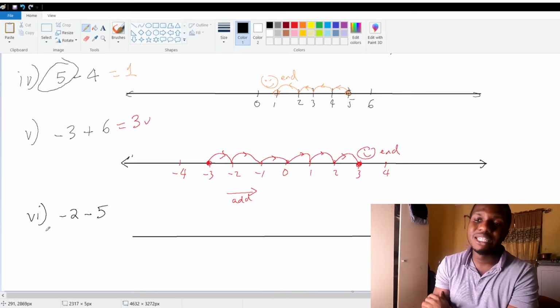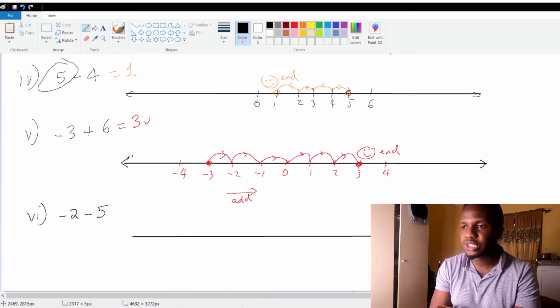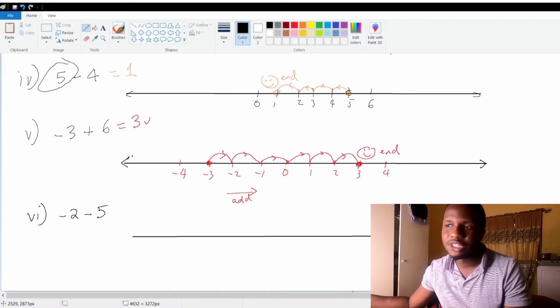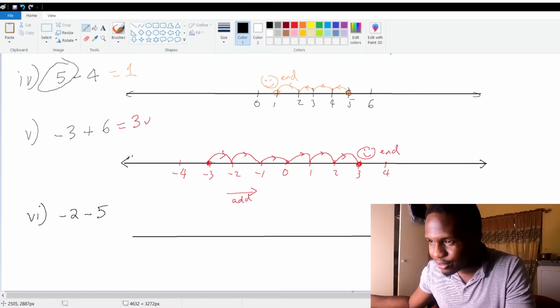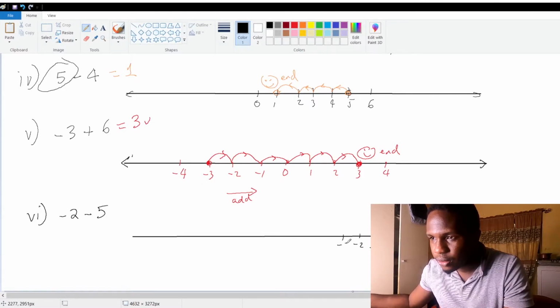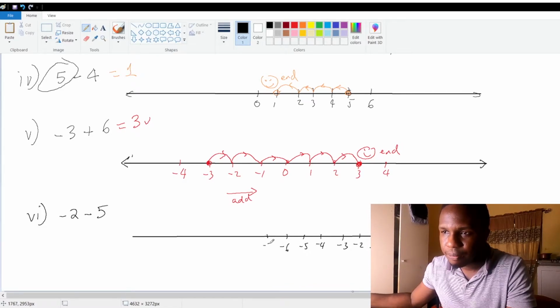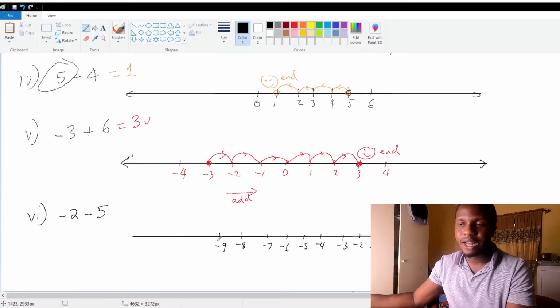Now, because I am dealing with negative numbers, I can actually start here. I can actually put my 0 here. Okay? Oh, the line changed to black again. I don't know why, but we can continue. Then I'm going this way, so I would have -1, -2, -3, -4, -5, -6, -7, -8. Let me stop at -9, okay?